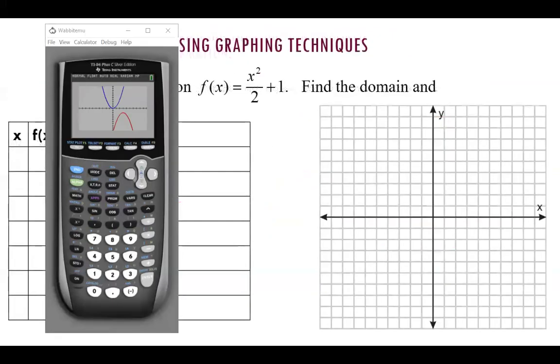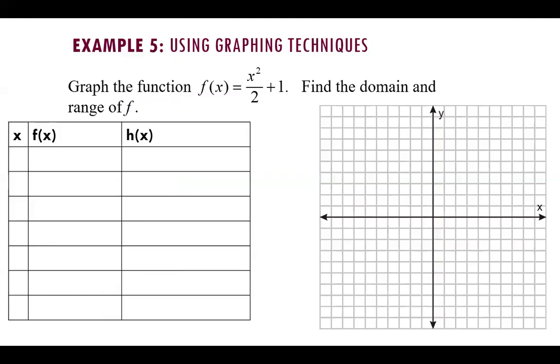All right. The last example for our notes is putting multiple things together. So here we have f of x equals x squared over 2 plus 1, and it wants us to find the domain and range of f. So we're going to let h of x equal our original function. Let me minimize my calculator. So we're going to let h of x be our minimum function, our original function, our parent function. So for this, we're going to let this be our PF, our parent function.